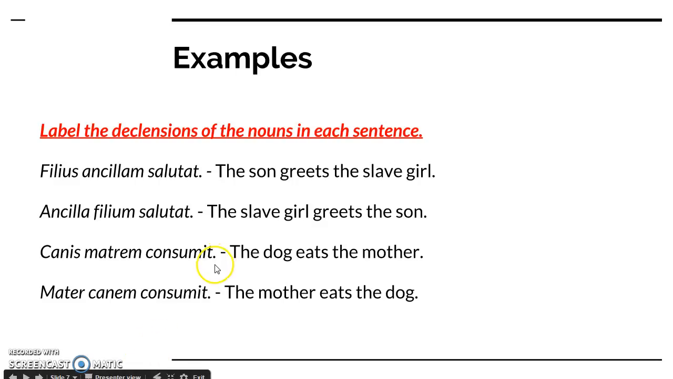Alright, so on this sheet, same examples one more time. I want you to go through here and label the nouns for their declension. You're going to want to pause the video right here because I'm about to go to the next slide with the answers.